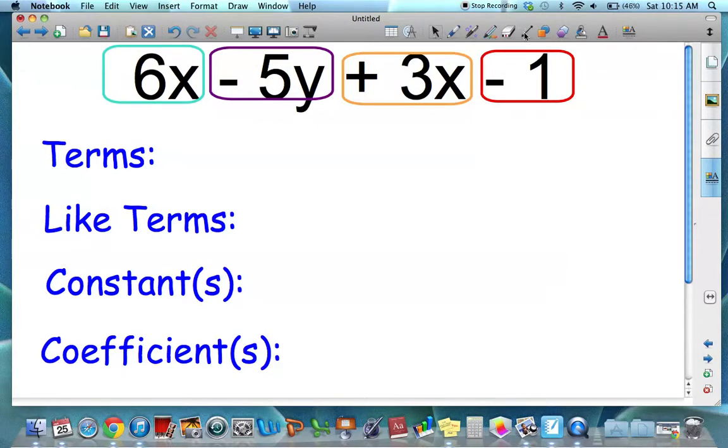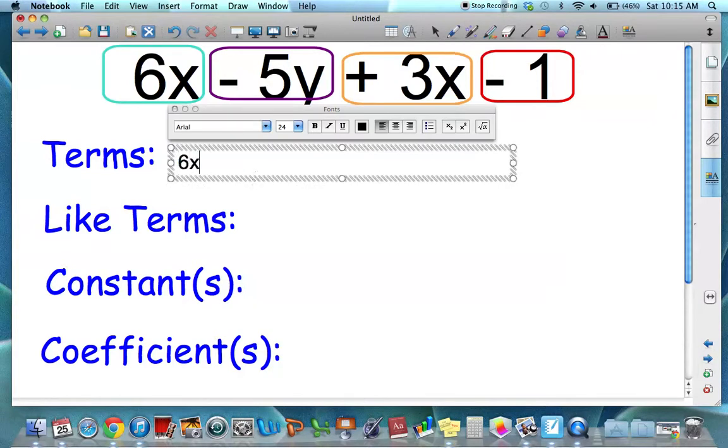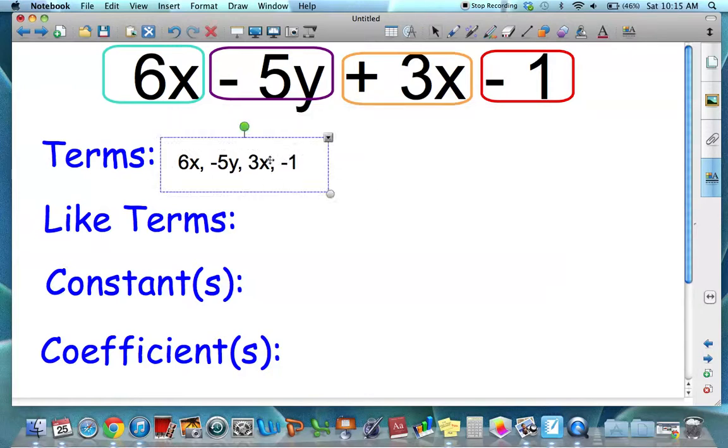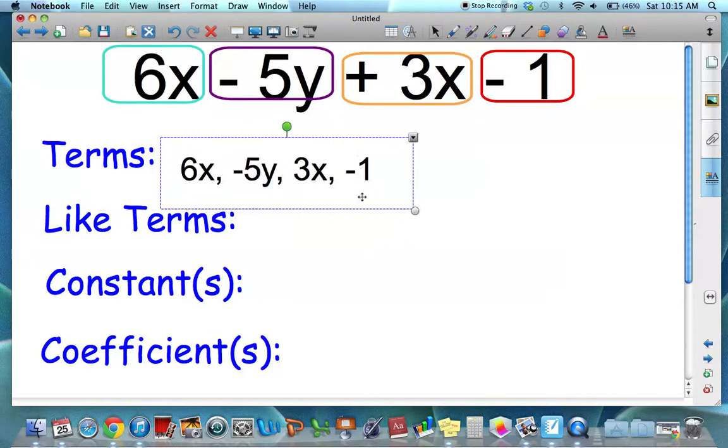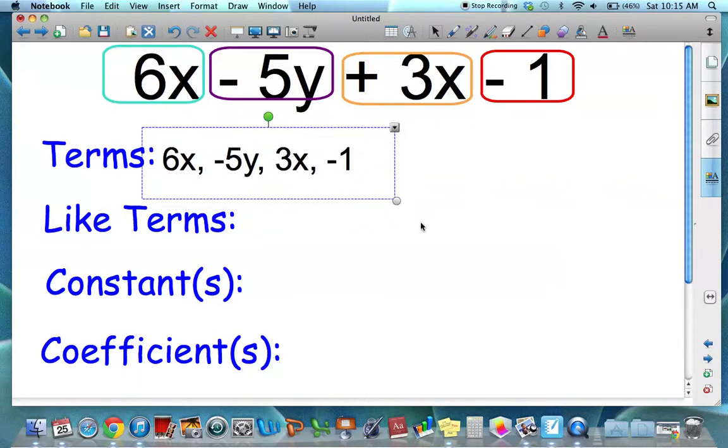So when I'm listing my terms, what I've got is a positive 6x, comma, because we're making a list, negative 5y, because that negative gets included. I have a positive 3x. You don't need to write the plus sign because we always assume positive in math. And then finally I have a negative 1. Those are my terms. Notice how I'm making a list just like if I asked you to list your favorite foods.